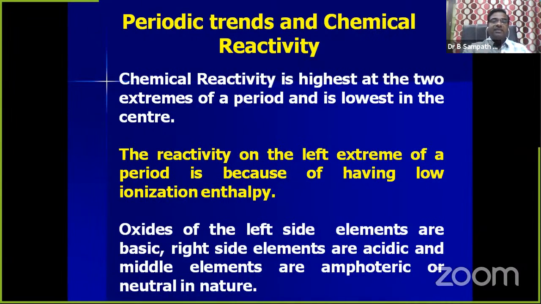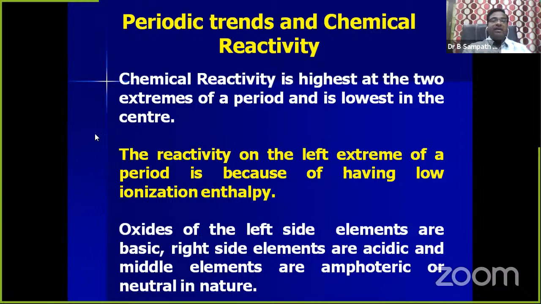So from left to right, at the two extremes, the reactivity is highest, means at left and at right. Means S block and P block are having highest reactivity, and it is lowest in the center. Okay, children. So in the periodic table, the left side elements are having high reactivity and the right side elements are having high reactivity, but the middle elements, which are called D block elements, are having low reactivity. S and P block elements are having high reactivity.